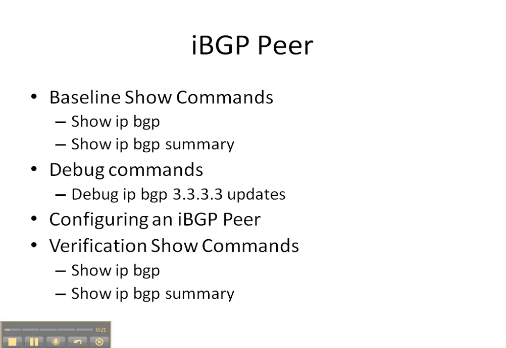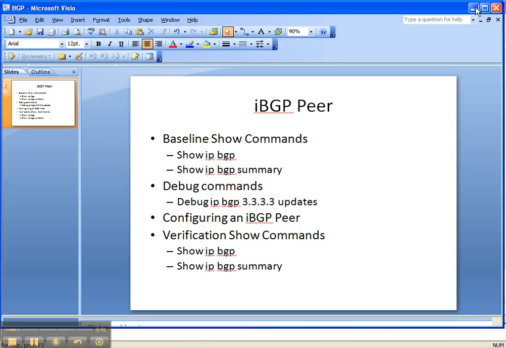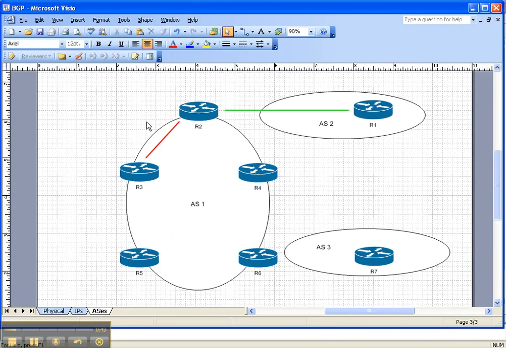Then on Router 2, we're going to do a debug ip bgp and then the loopback address of Router 3 updates to see what updates are being exchanged. And then we're going to configure the iBGP peer once again between Router 2 and Router 3, and then do some verification show commands to see if anything has changed from the baseline. So let's look at the network topology. Here in Autonomous System 1, we're going to configure an iBGP peer between Router 2 and Router 3.